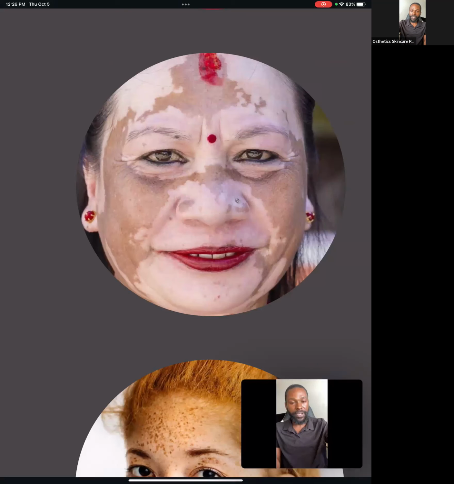Okay, and then we have this Indian woman here. She's also obviously South Asian, but she has vitiligo. She has pheomelanin showing up, and there's also eumelanin showing up in her skin, but the pheomelanin is more dominant. Can anyone point out where the eumelanin shows up and where the pheomelanin shows up for this individual?